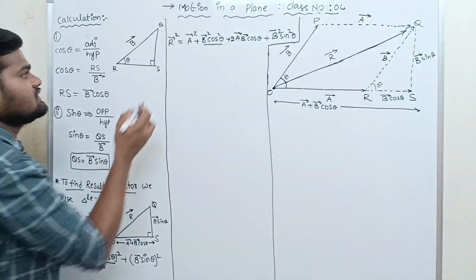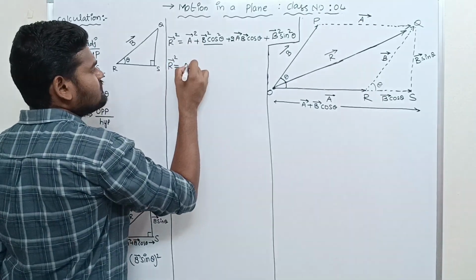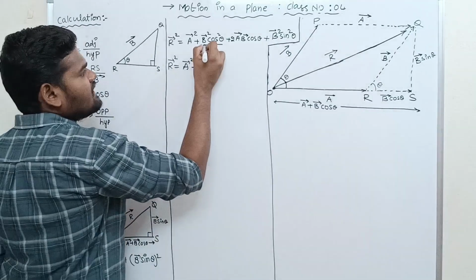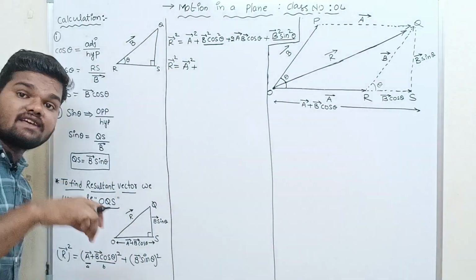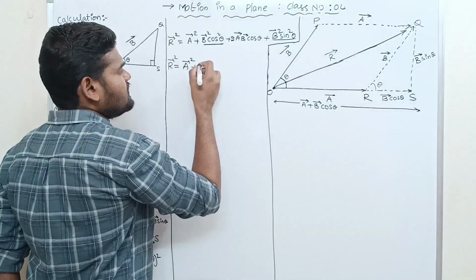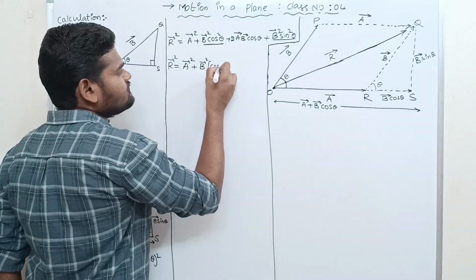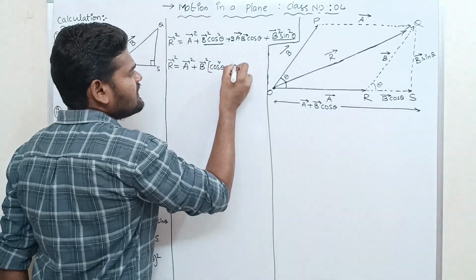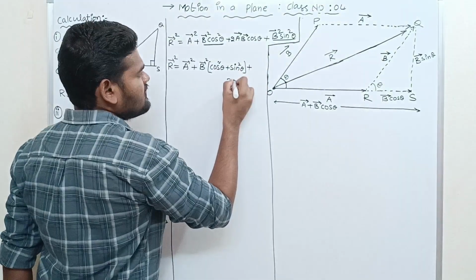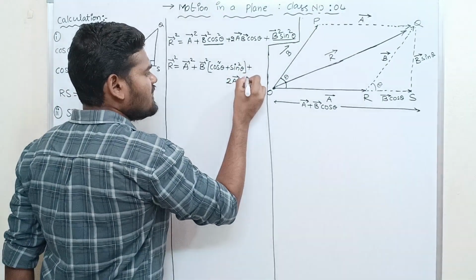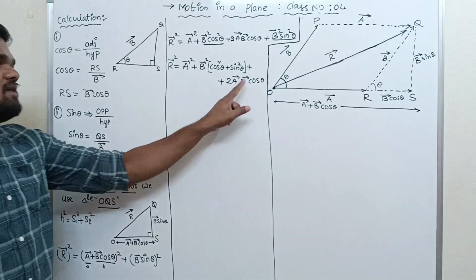So R bar square is equal to A square plus B square cos square theta plus B square sin square theta. I'm just taking the common B square. Then we will get cos square theta plus sin square theta, plus 2 A bar B bar cos theta. Any doubt?